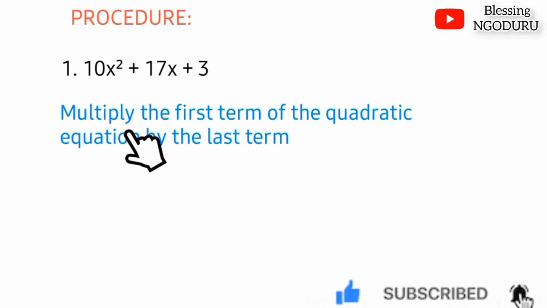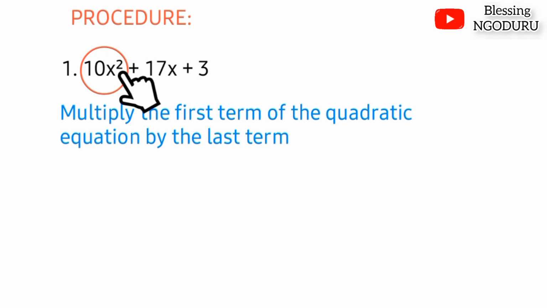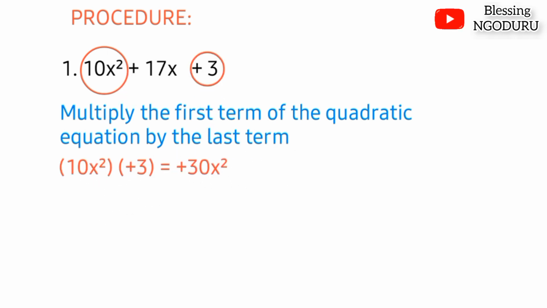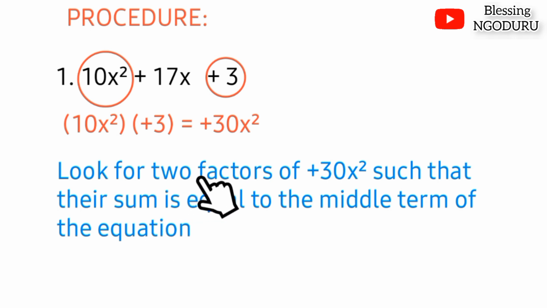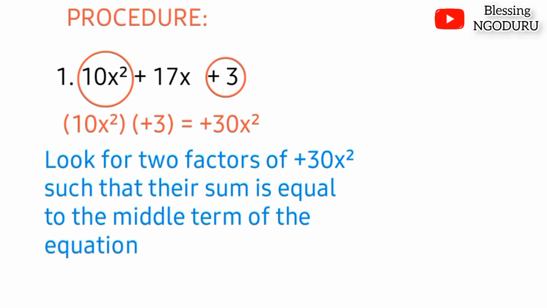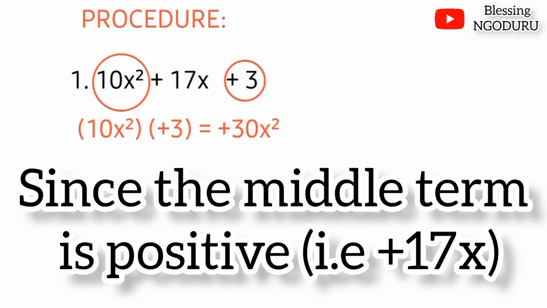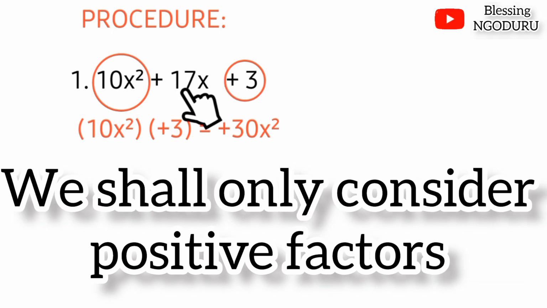First is to multiply the first term, being 10x², by the last term, being plus 3. So 10x² times 3 equals positive 30x², because 10 times 3 gives 30. Next is to look for the two factors of plus 30x² such that their sum is equal to the middle term of the equation. That is, we'll look for the factors of plus 30x² so that the addition of those factors will give 17x. Since the middle term is positive, that is plus 17x, we shall only consider positive factors.